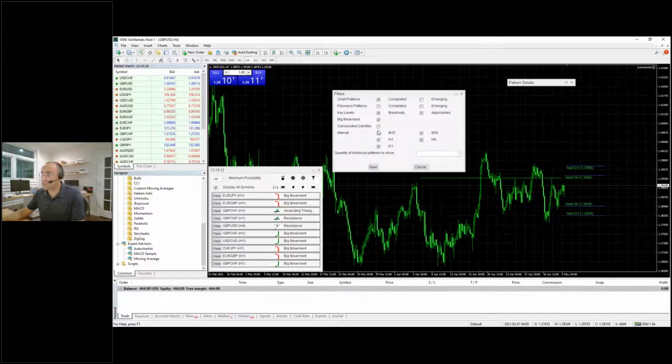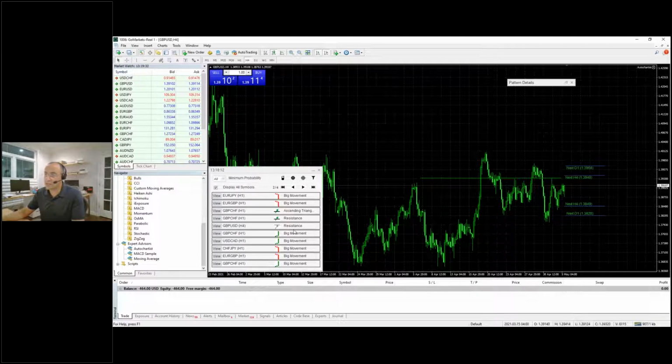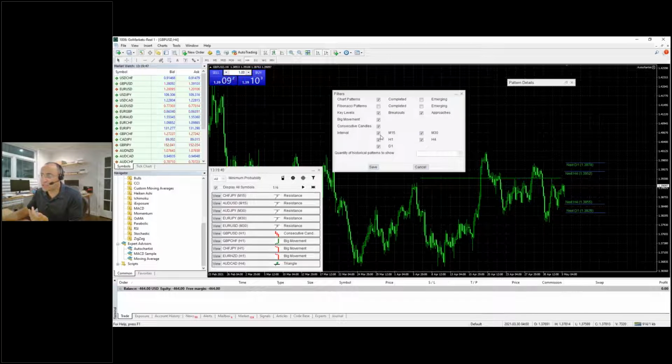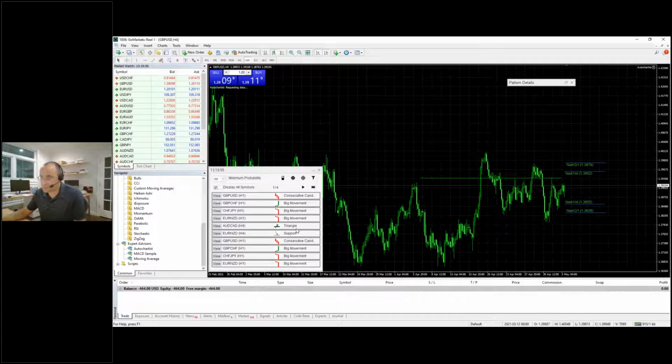Let me set everything back to how it was. Notice I had 4 pages of results without M15 and M30 ticked. With them ticked, I've now got 6 pages worth of results to go through, right? Again, this might or might not be the way you trade, but certainly not the way I trade. So let me set that back to my settings.